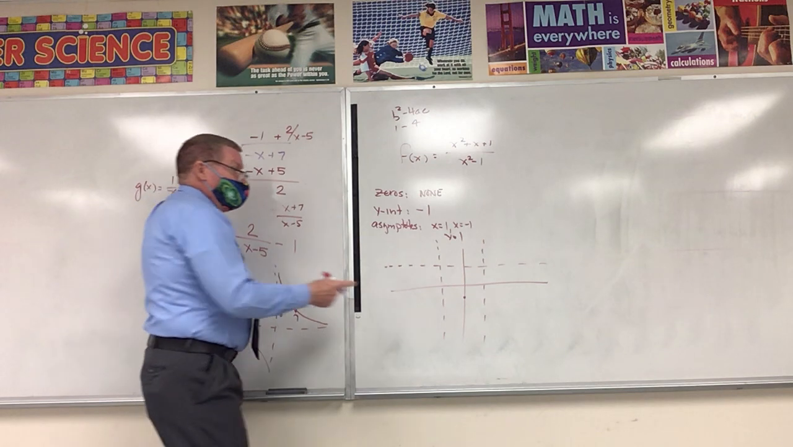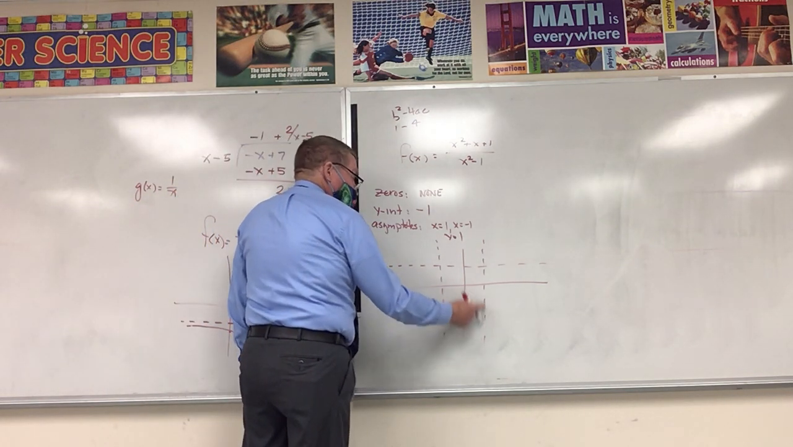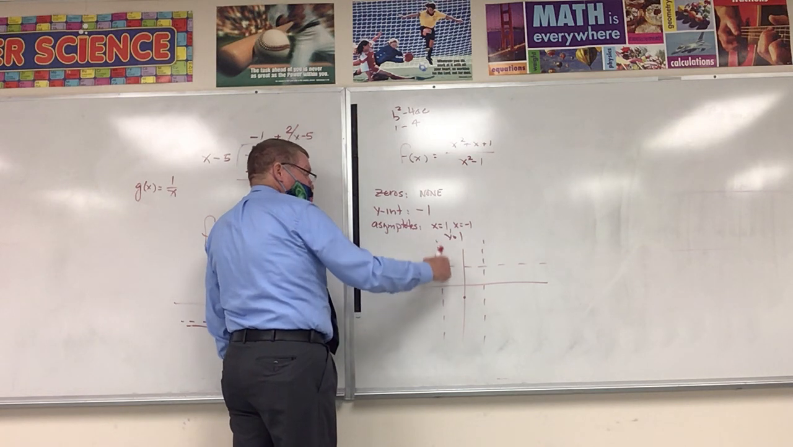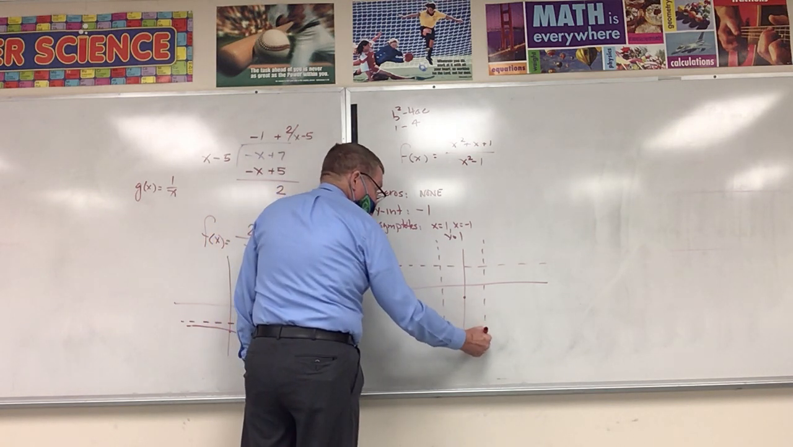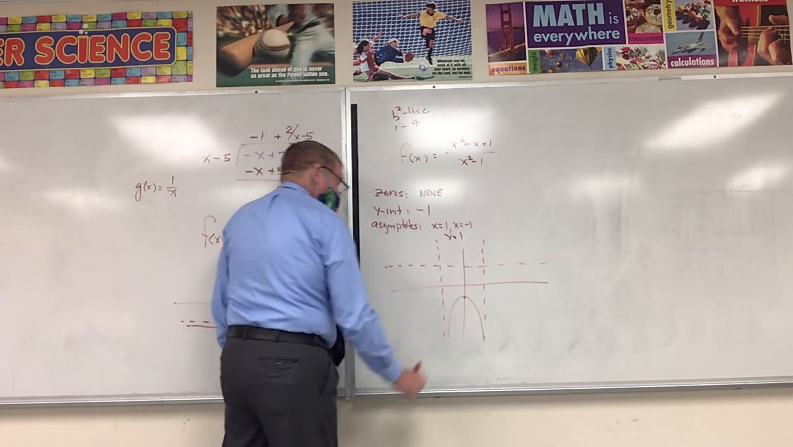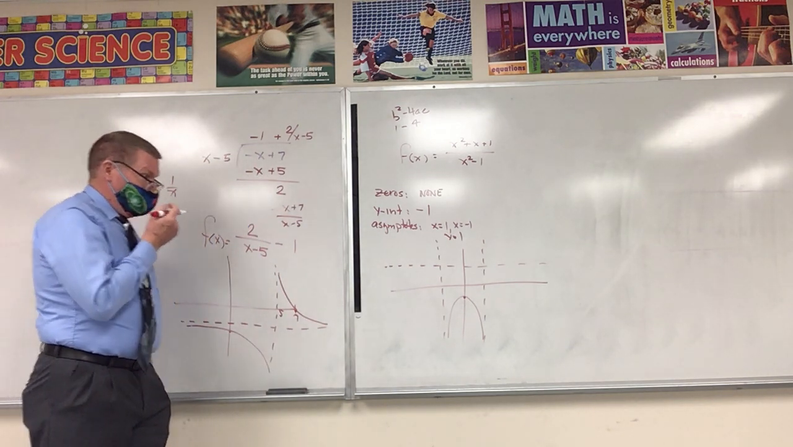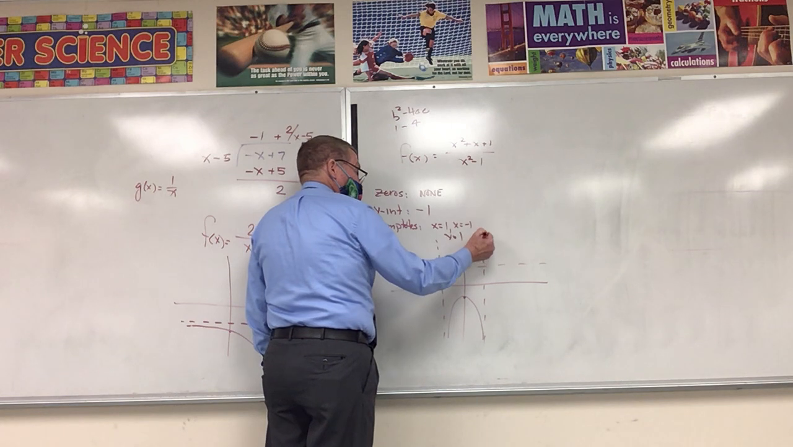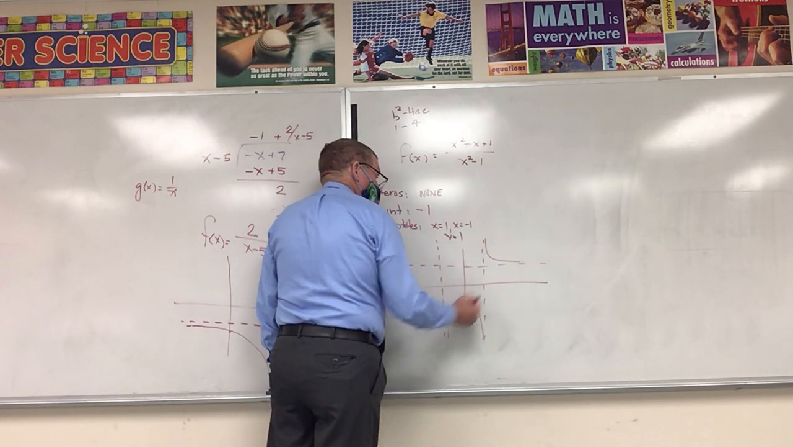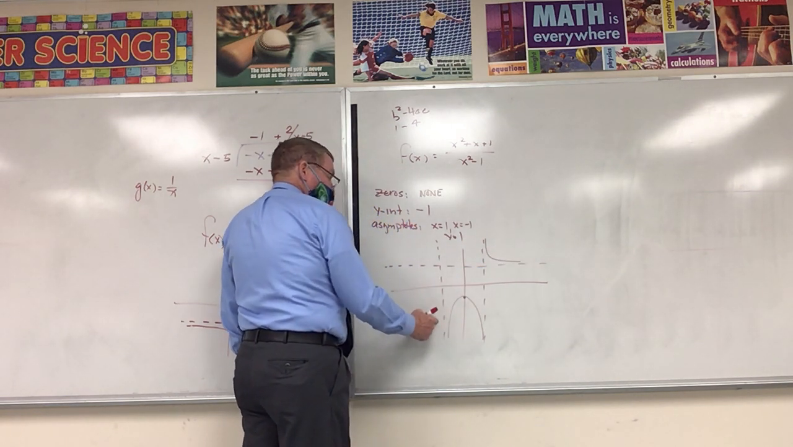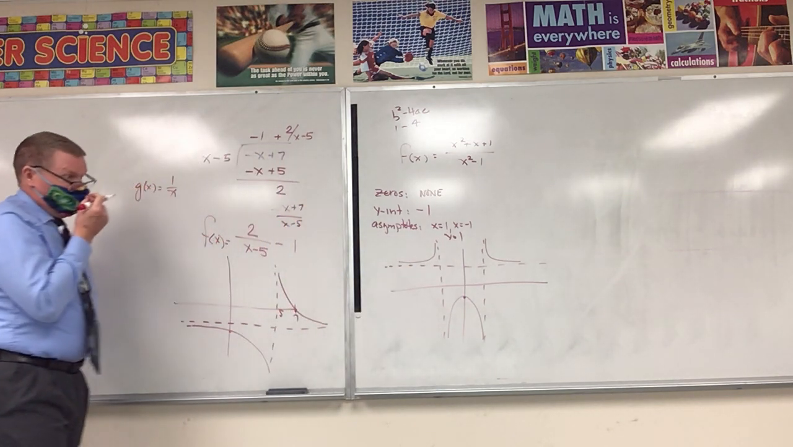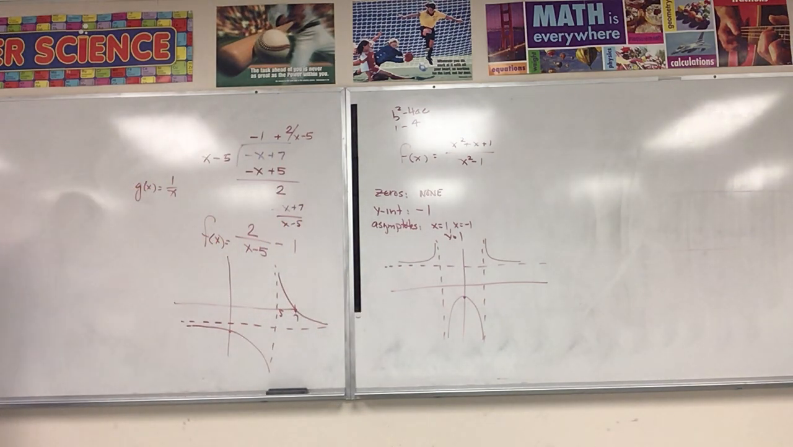So my y-intercept tells me I'm down here. Again, it's symmetric. I can't go through here because I can't cross this asymptote. So therefore I come through this and it comes back down. When I cross this asymptote, I cross the horizontal asymptote, so I'm up here. When I cross this asymptote, I'm up here. So there's my graph.